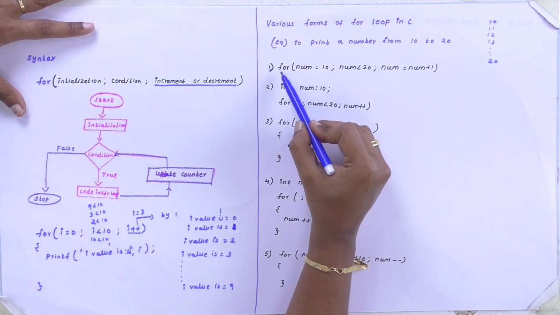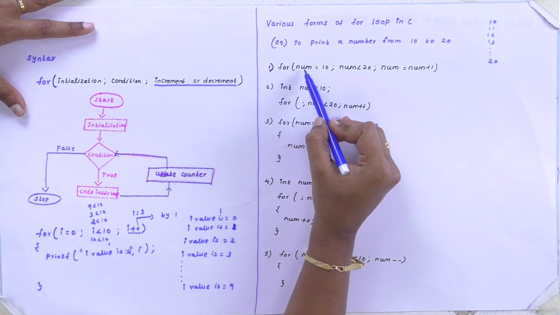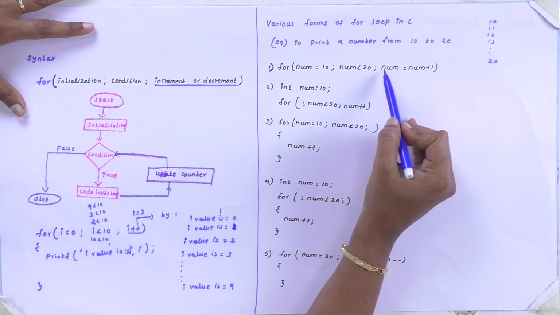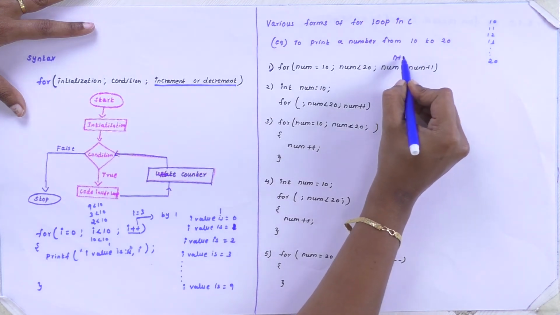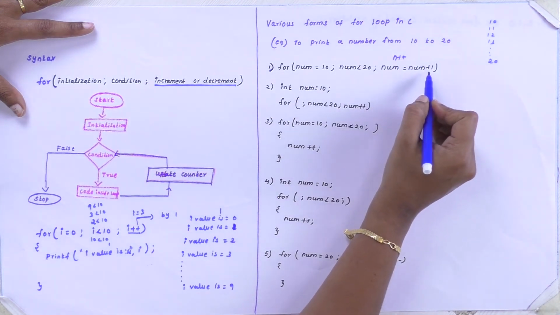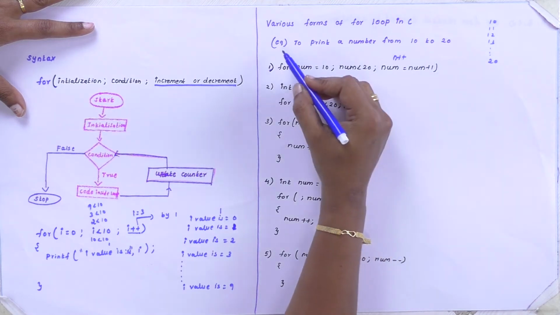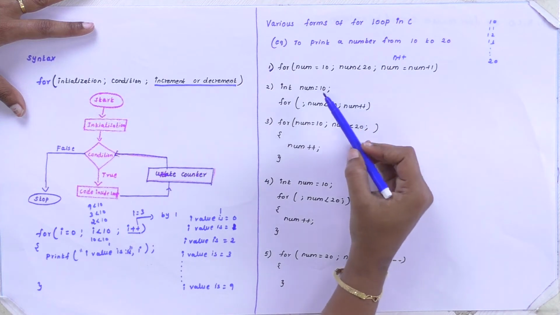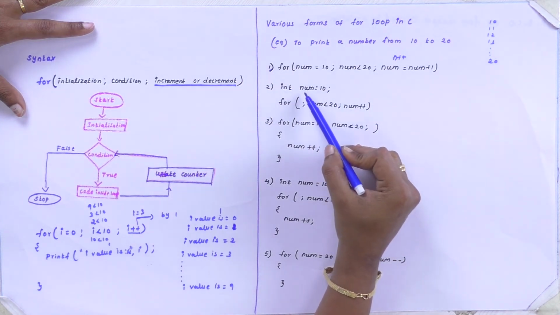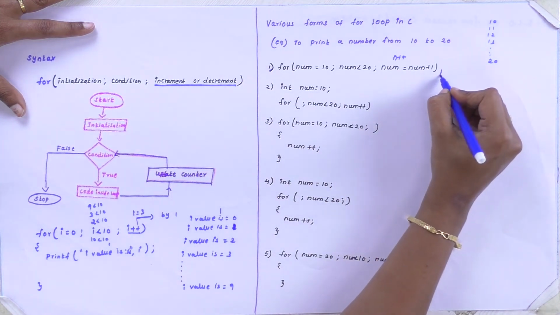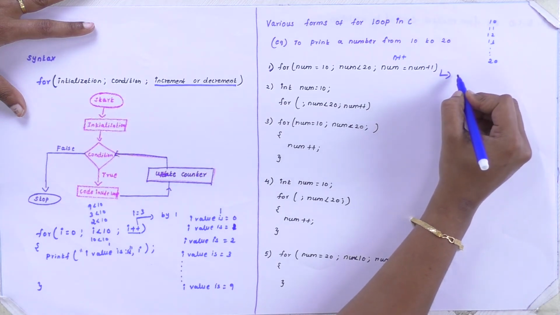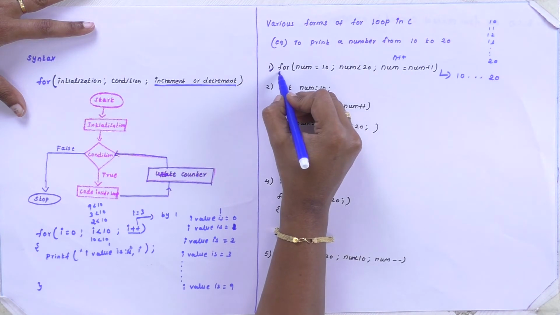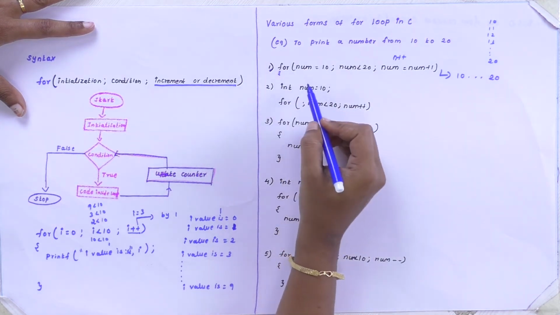So the first form is for num equal to 10, num less than 20, then instead of giving num plus plus, you can also give num equal to num plus 1. So this type of for loop is also acceptable. The second one is int num equal to 10, so this will give output from 10 up to 20. You have to write the statements for this.